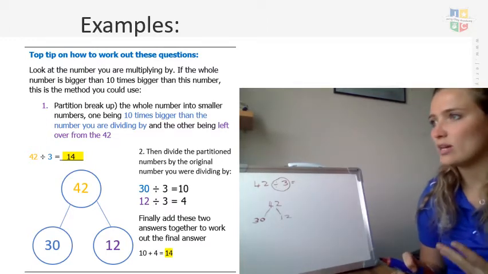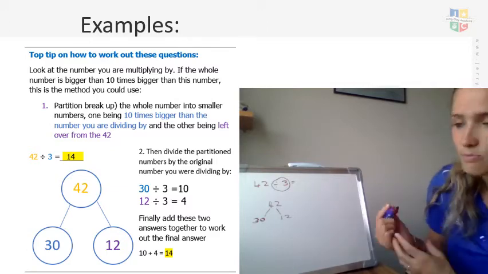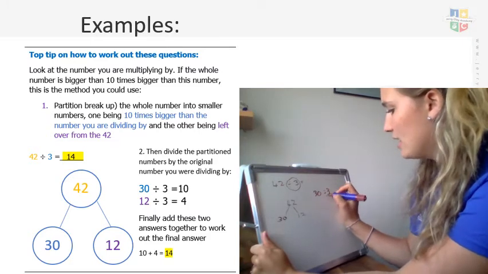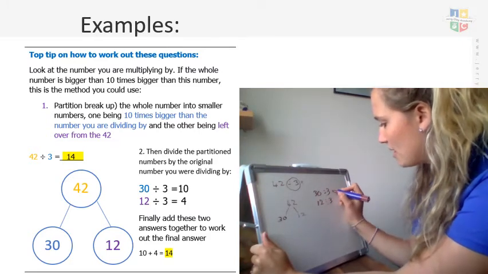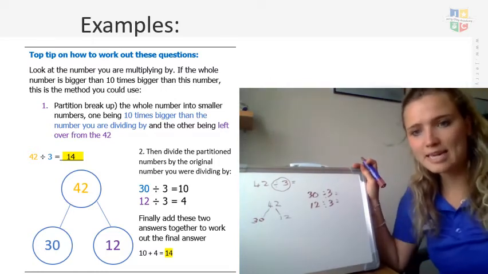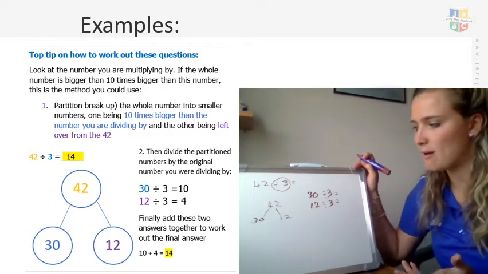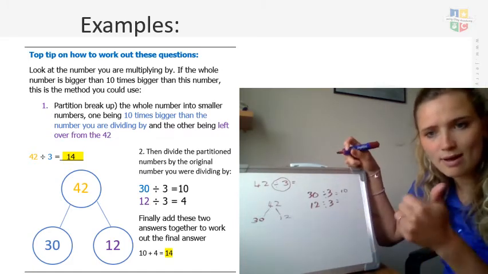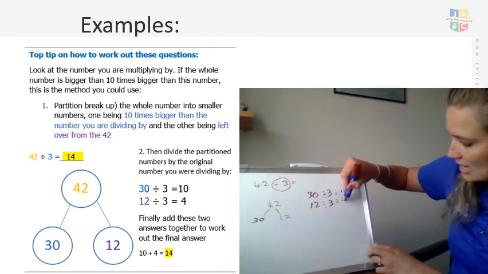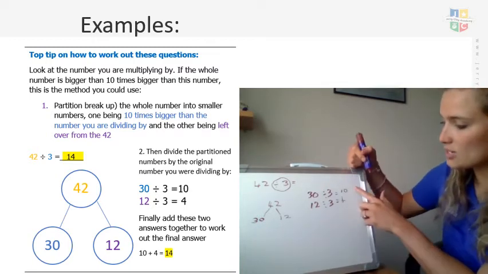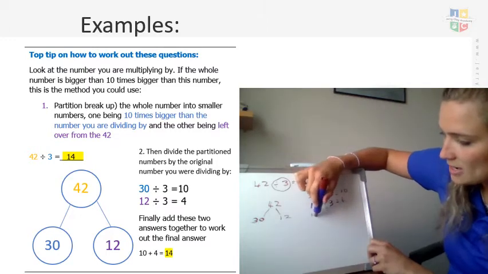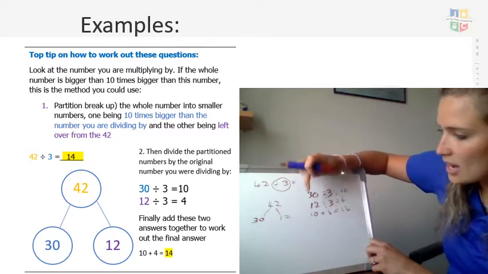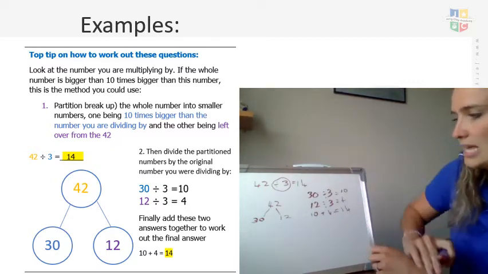Now, what we can then do is divide these by 3 because they're smaller numbers. So I can write 30 divided by 3 and 12 divided by 3. I know that these are in my 3 times table, so I can work them out. I know 30 divided by 3 is 10, and if I count up my 3s till I get to 12, 3, 6, 9, 12, this answer here is 4. So now we need to add these 2 numbers together. 10 add 4 equals 14. So I know that 42 divided by 3 is 14.